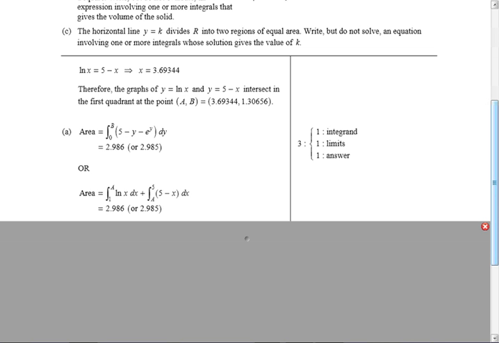So you get 1 point for your integrand, no matter which way you did it. You get 1 point for finding these guys, basically, because that's your limits. And then 1 point for your answer. That's a B. Okay? So you should get 3 for that.